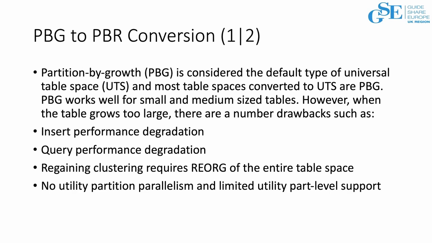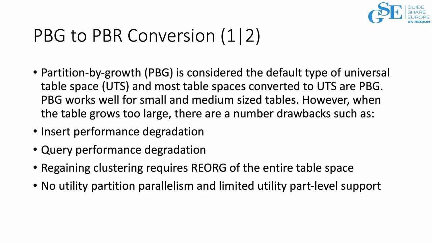Next in Db2 13 was the PBG to PBR conversion. As everybody knows, the future direction of Db2 is UTS table spaces. In function level 508, they provided the necessary conversion for table spaces to go to UTS that we just talked about with the move table space. PBGs might be good for small to mid-sized tables, but PBRs are better with larger tables with millions and millions of rows. Prior to Db2 13, there was really no way to go from a PBG to a PBR.